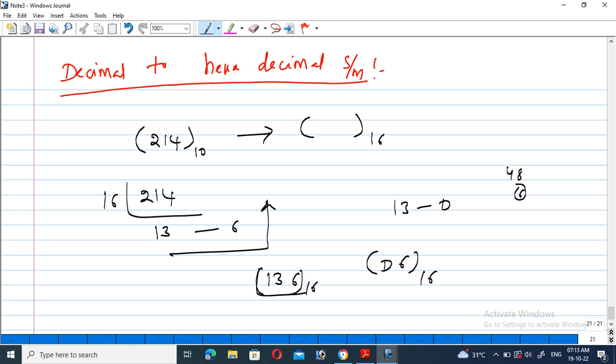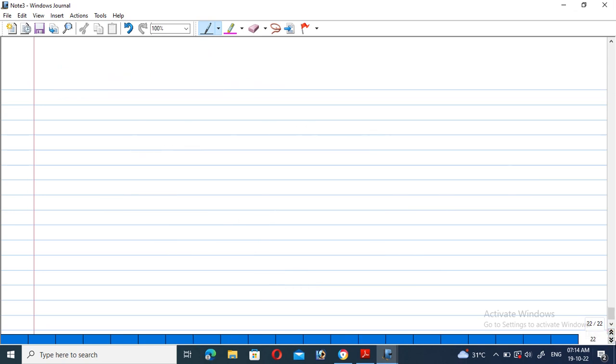At the same time, the fractional part is also converted in the same process. You have to carry out the multiplication with 16 and take the integer part only. You can follow the top down approach. So let us see the steps for the fractional part also. Suppose you want to convert a decimal number of 0.35. If you want to convert this to the hexadecimal format, what shall we do?